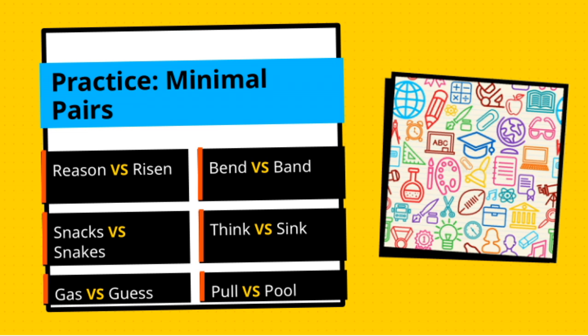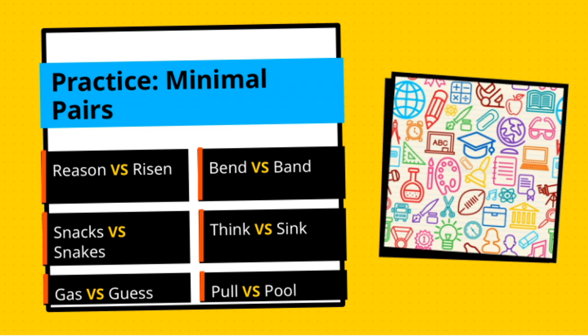Moving on, think versus sync. Notice how the initial consonant sounds are the same, but the ending sounds differ. Think ends with a K sound, while sync ends with a NG sound. Paying attention to these subtle differences helps improve clarity.